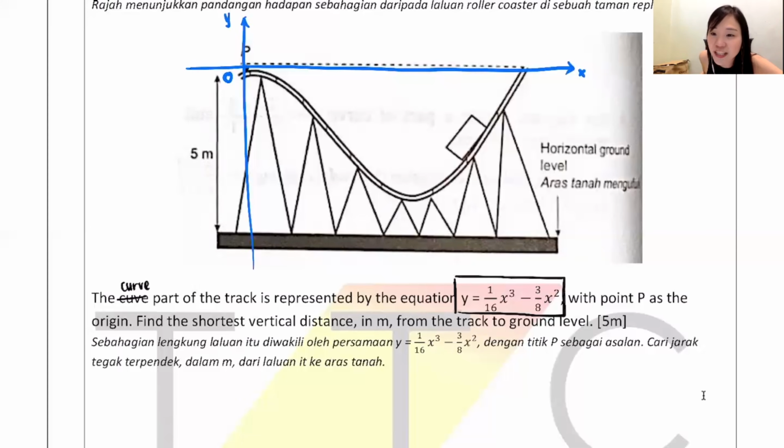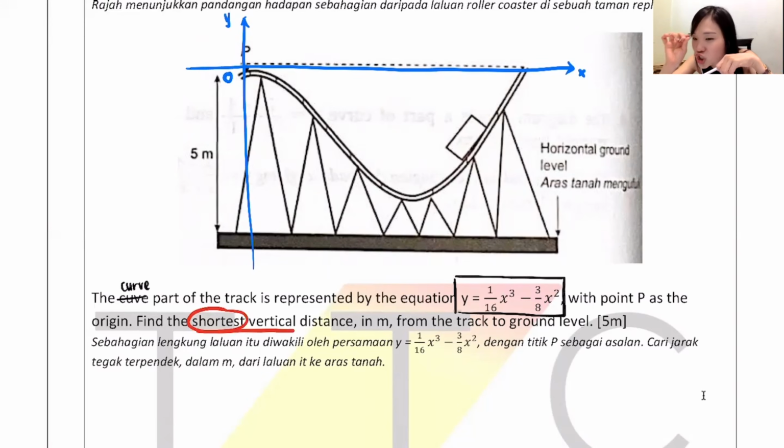So they want to find the shortest. This one also needs a bit of the basics of whatever you learned last year. Now they want to find the shortest vertical. You know what is vertical, right? Like this is called horizontal, like this is called vertical. So they want to find the vertical line from the track to the ground. Whenever they want shortest, anyone remember, shortest vertical line, that means how?